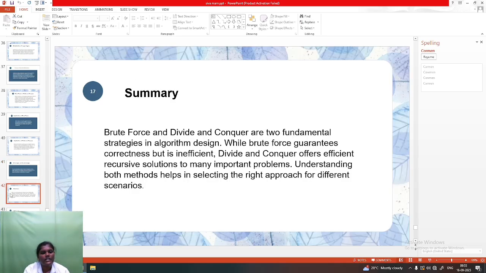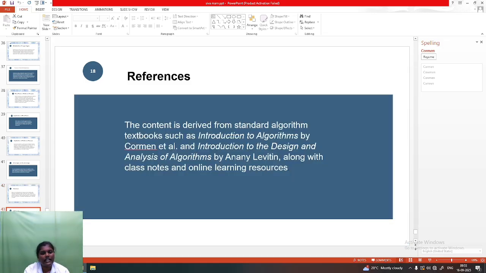So, summary. Brute force and divide and conquer are two fundamental strategies in algorithm design. While brute force guarantees correctness, it is inefficient. Divide and conquer offers efficient recursive solutions to many important problems. Understanding both methods helps in selecting the right approach for different scenarios. For reference, the content is derived from standard algorithm textbooks such as Introduction to Algorithms by Cormen and others, and Introduction to the Design and Analysis of Algorithms by Anany Levitin. Along with the next one.